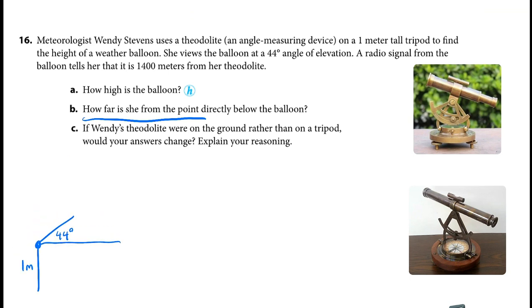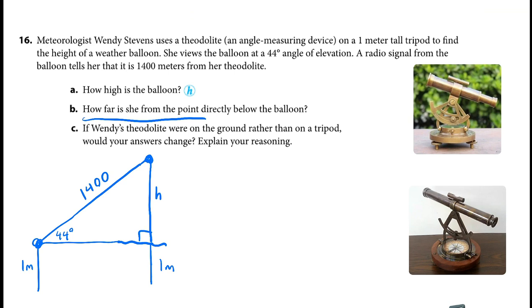So that's probably a timed signal. So they could tell how long it took for the signal to get from the balloon to the theodolite. And so it's 1,400 meters away, just distance in 3D space, a straight line distance. And then the first question is, how high is it? So remember, we've got to add the 1 meter at the end. So we've got to find this height and then add the 1 meter.